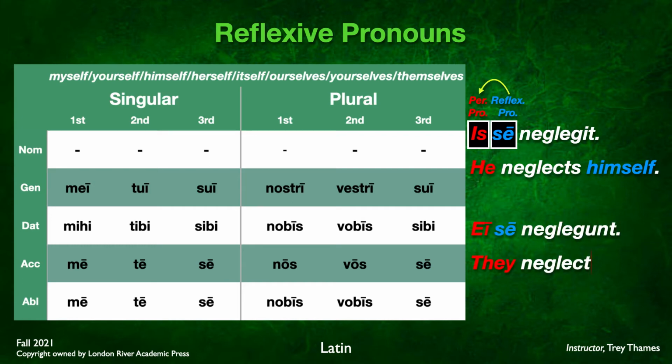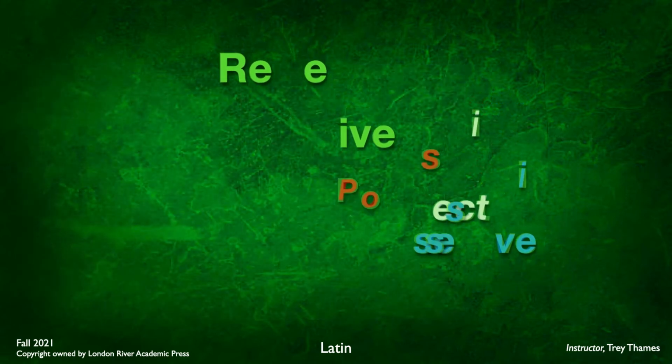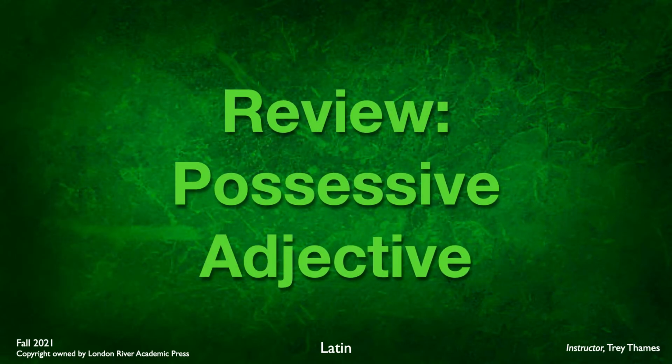Ei se negligunt. They neglect themselves. Here we have ei, which is the masculine plural nominative pronoun, and we have se, which is the accusative plural third person reflexive pronoun, and it is bending back or reflecting on the subject ei. They neglect themselves. All right, so that is the reflexive pronoun.